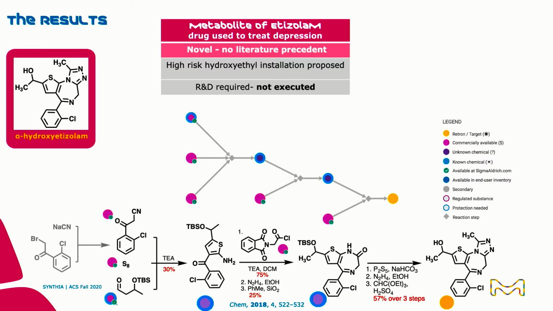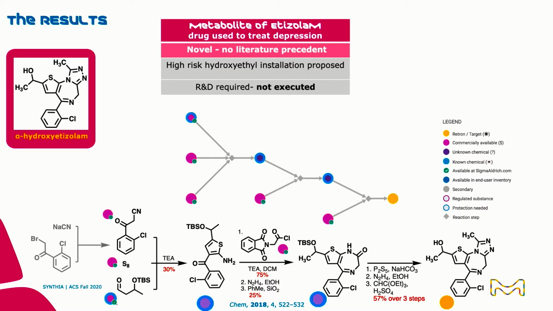So this is the actual synthesis that Synthia proposed for alpha hydroxyetizolam. It started with a 3-component Ugi-Joullié reaction, which was very important. The chemists actually chose this route for a very particular reason, so that they would know in the very first step of this synthesis whether the installation of that hydroxyethyl group was going to succeed or fail. And indeed, it did succeed.